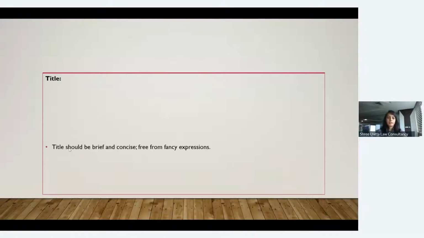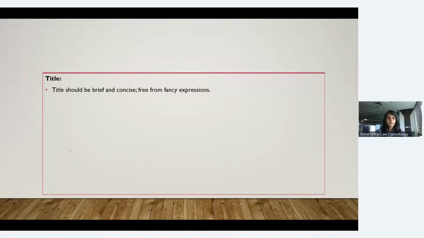Then what is the title? The title should be brief and concise, free from fancy expressions. You cannot use novel words or any fancy words in the title. You have to make it as simple as possible, and it should give the idea about your whole invention. It should contain not more than 15 words. So the title should be within 15 words only.